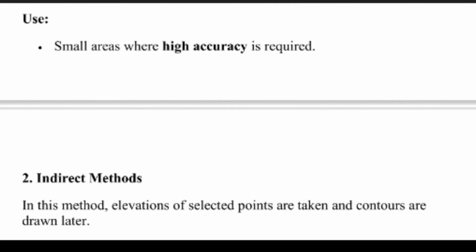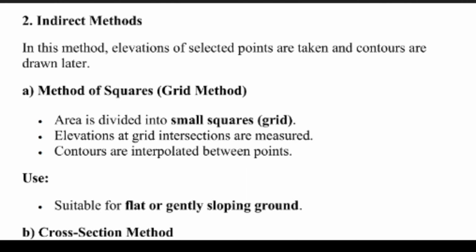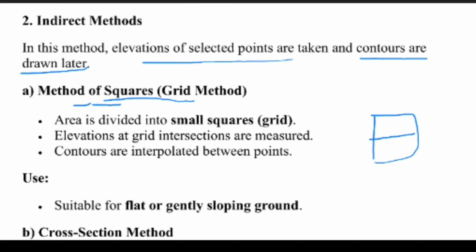In the indirect method, we take elevations first and the contours are drawn later. First you have to take the elevations. In this indirect method there are different methods. One is called the square method. Above I have shown that you make squares like this.